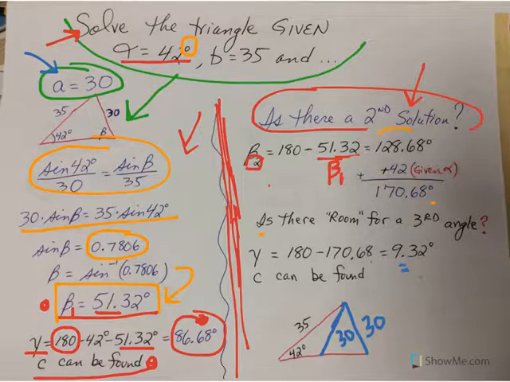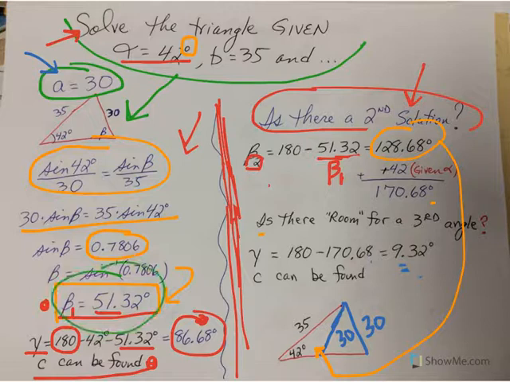This second solution of 128 is this obtuse angle in the triangle. Okay, that's 128 degrees. And my other solution, my first beta solution, is 51 degrees. That is the angle right in there.